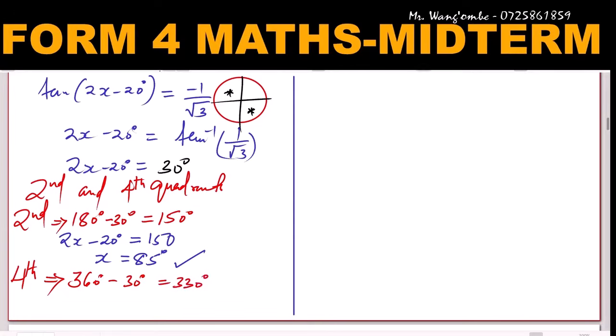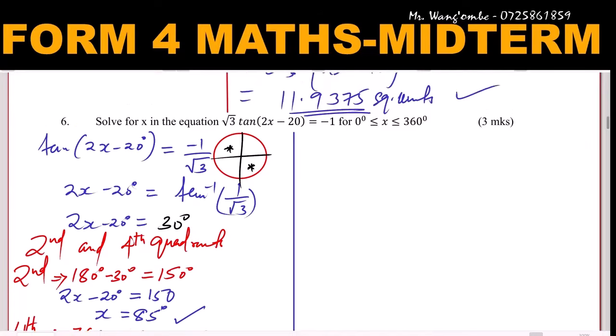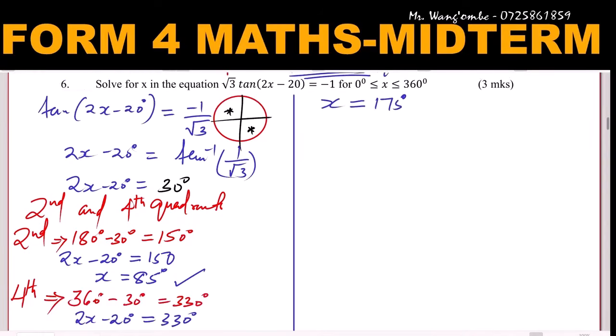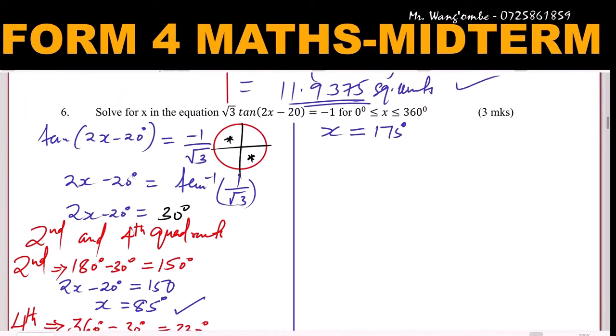Now we use that angle to get the value of x, so 2x subtract 20 degrees equals 330, and for this one, x will be given by 350 divided by 2, which gives 175. So 2x subtract 20 equals 330, so x will be 175. So that is all. When I look at the range between 0 and 360, it means we can try to go the second round, to see whether we can get other angles.